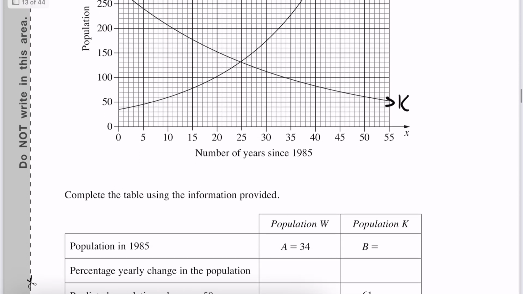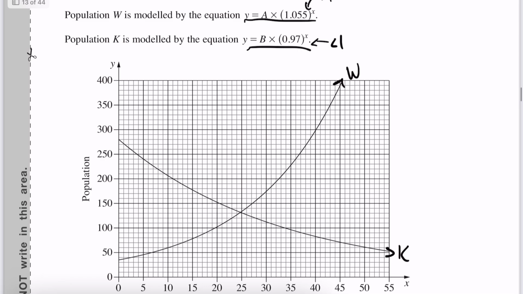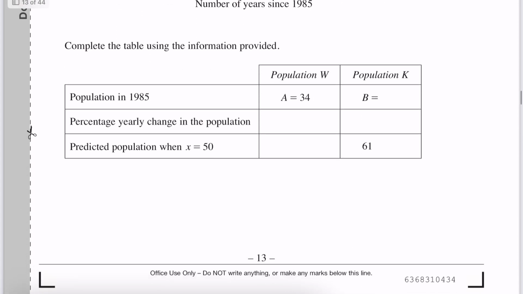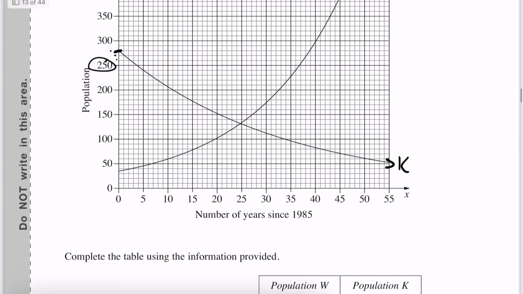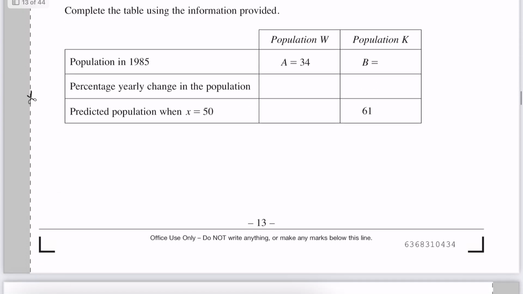So when we need to find B, which is essentially the y-intercept of the K graph, that is this point here. And if you just use a bit of inference, we can get this to be 280, because each little square is worth 10 population. And so if you count 1, 2, and then 3, you get an extra 30 on the 250. And so that's why B is equal to 280.